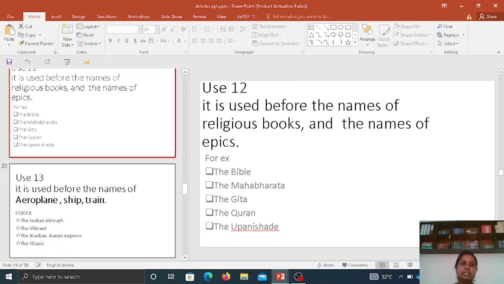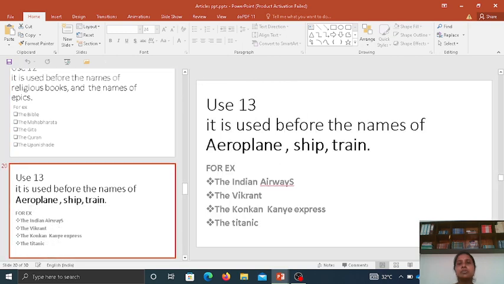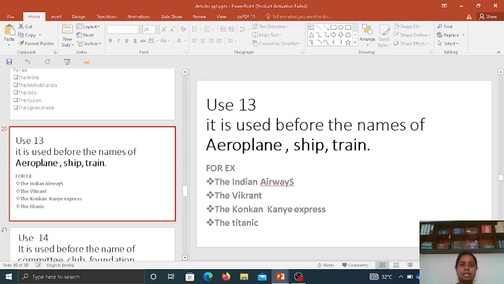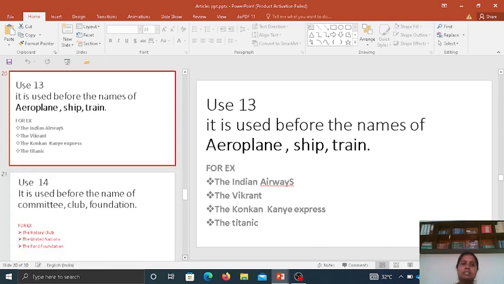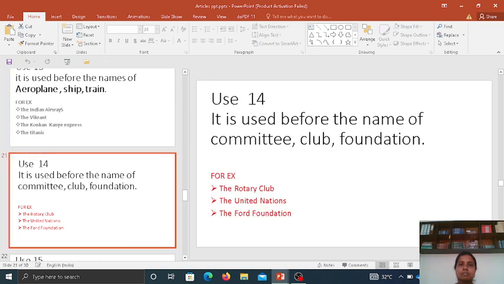The use of 13: it is used before the names of aeroplane, ship, train. For example, the Indian Airways. Then the Vikrant, it is a name of a ship. Again, the Konkan Kanya Express, this is a name of a train. The Titanic, it is again a name of a ship. In this way, when the names of aeroplane, ship and train come, we have to use the article there.